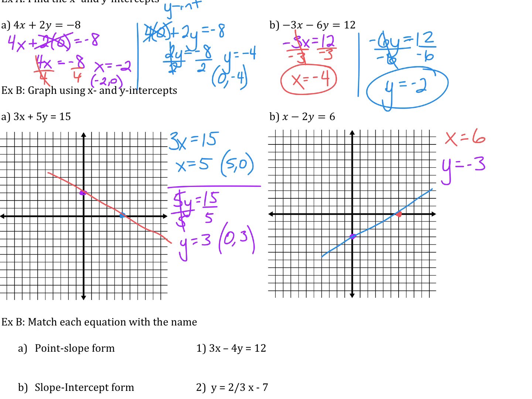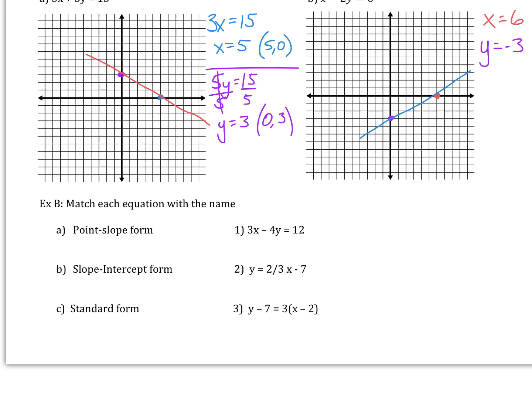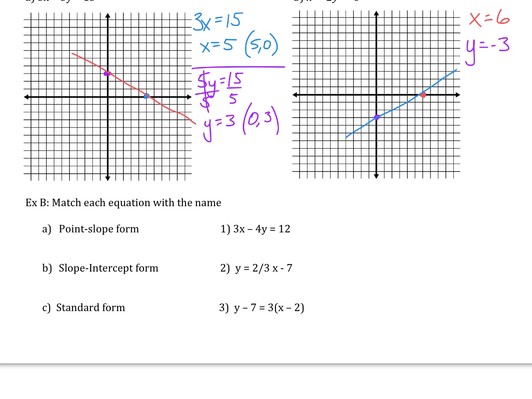All right, real quick, match the equation to what type of equation it is. So point slope form, which one does that match with? 1, 2, or 3? 3, good. And slope intercept form is 2, good. And so standard form by default, good. All right, flip the page, let's do a story problem.